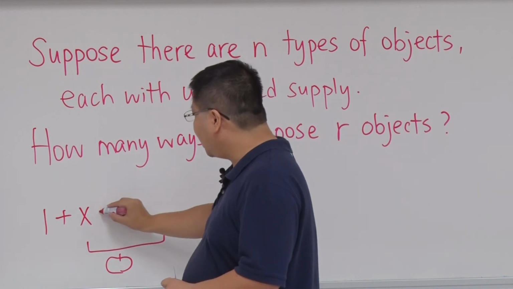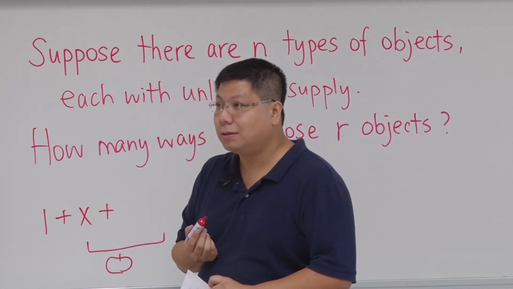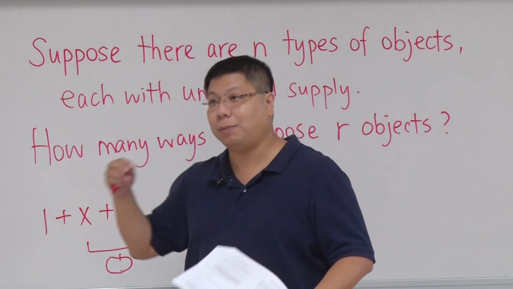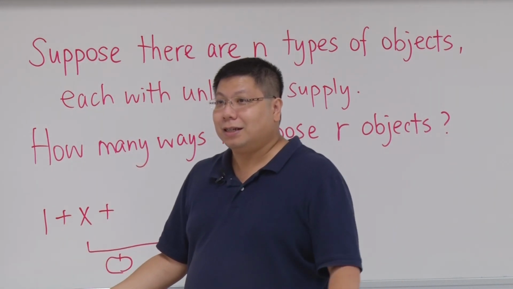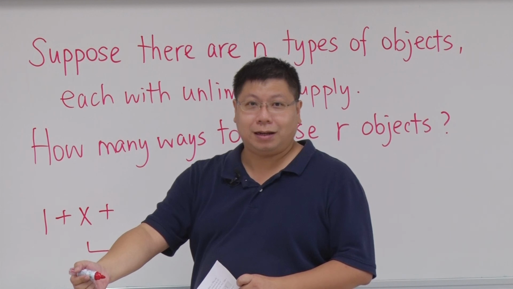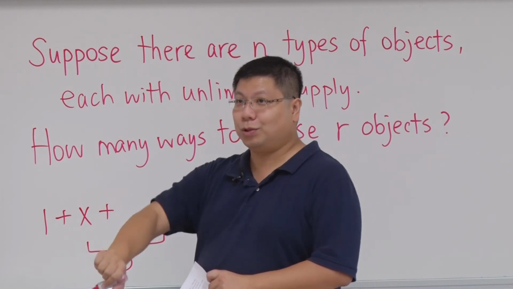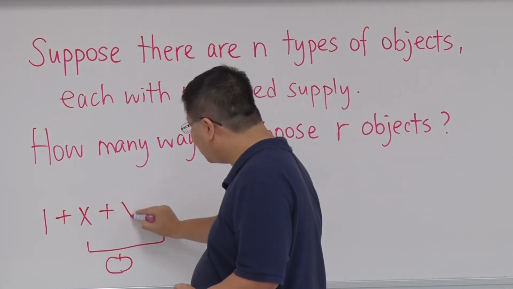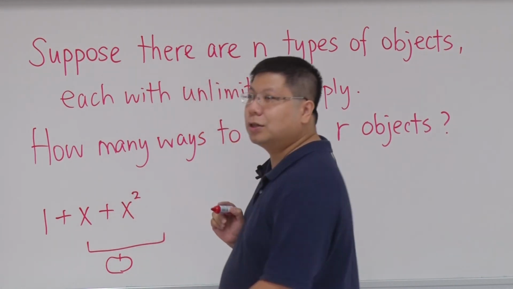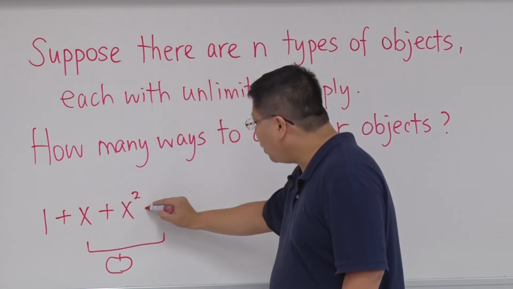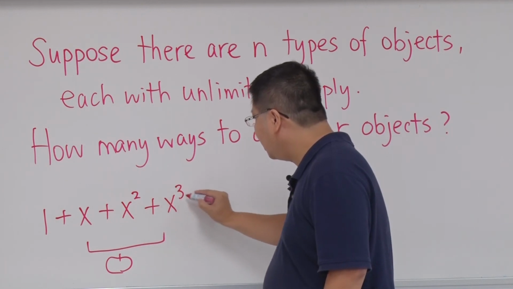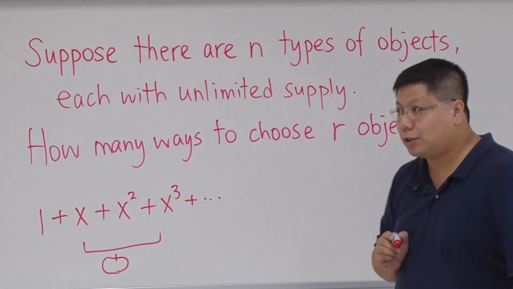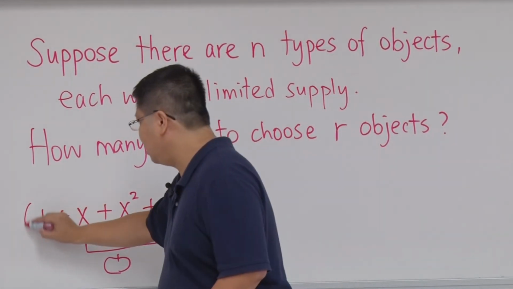How many ways to select 2 apples? One way, I select 2 apples. It's not like I have a red apple and then a green apple, or 2 green apples. All apples are the same. So there's just one way of selecting 2 apples, one way to select 3 apples, and so on and so forth. So this is the generating function for apples.